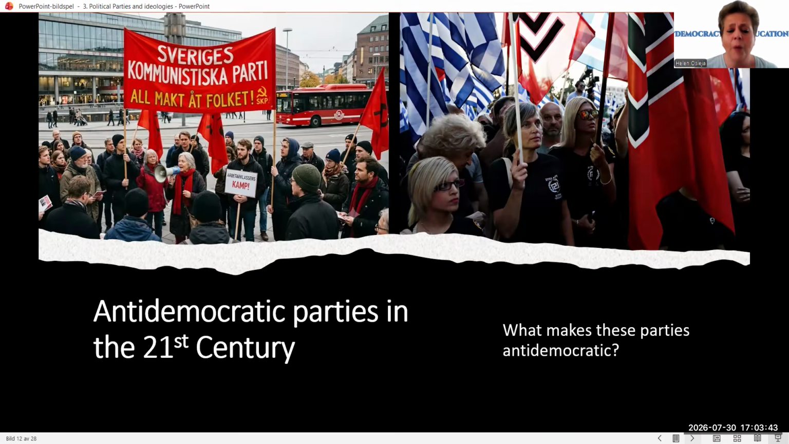But how about anti-democratic parties in the 21st century, especially in democratic countries? We have here two examples. The Communist Party of Sweden and the Golden Dawn Party of Greece. Now, what makes these parties anti-democratic? Well, the Communist Party does not accept pluralism, and Golden Dawn uses violent means to attain its ends, like killing opponents, like beating up people, beating up critics.